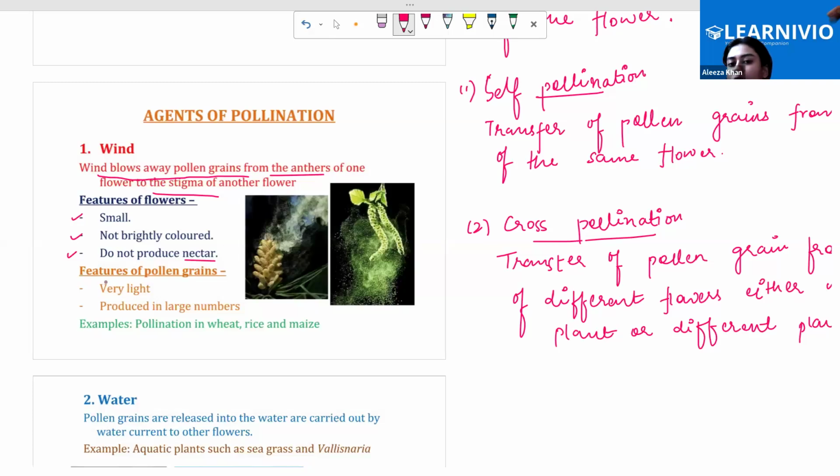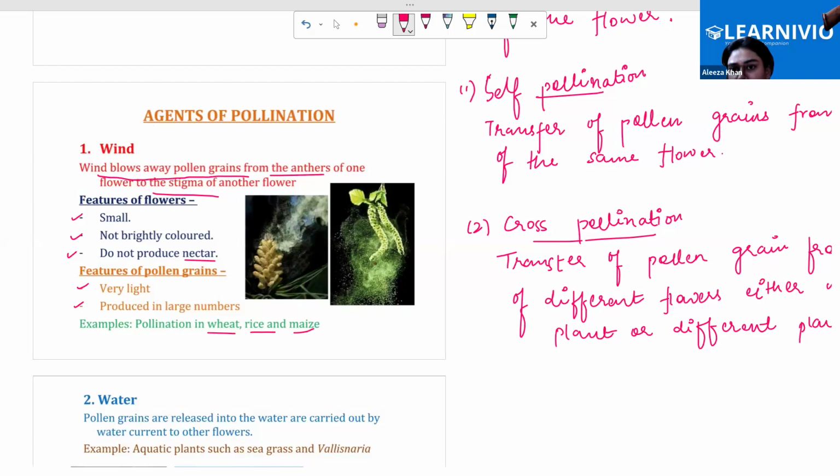And what could be the features of the pollen grains? They should be light and should be large in numbers, as in the case of wheat, rice, and maize. Got it, Shreya? Yes, ma'am. Please write all these features and how the wind carries the pollen grains. Please write the example also.